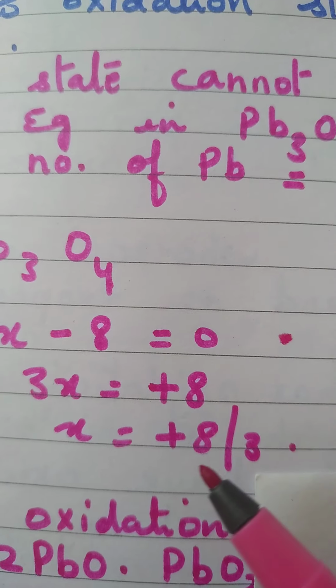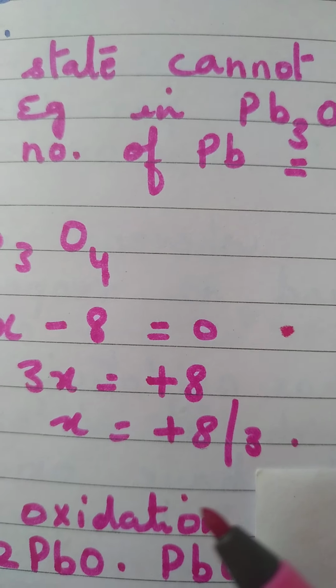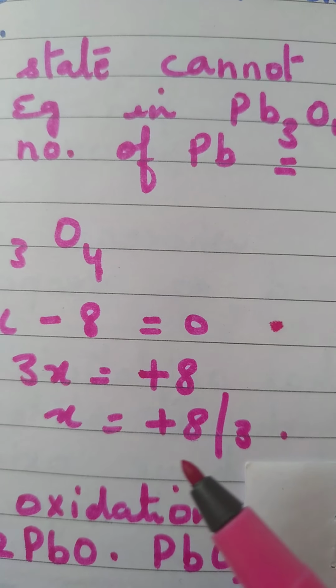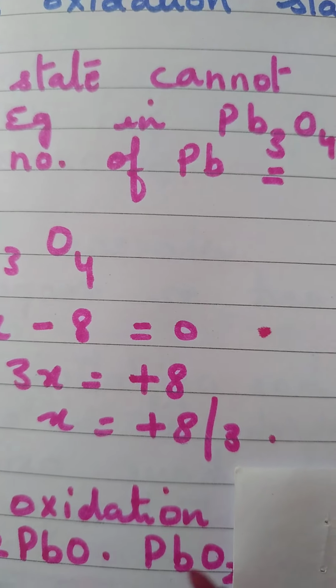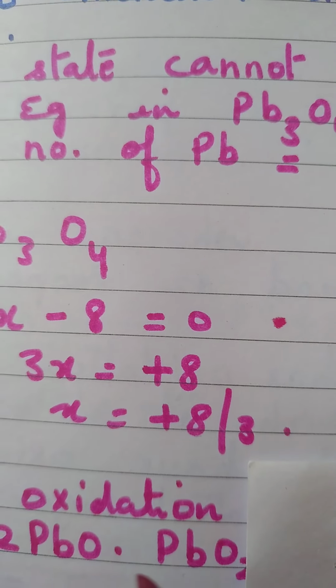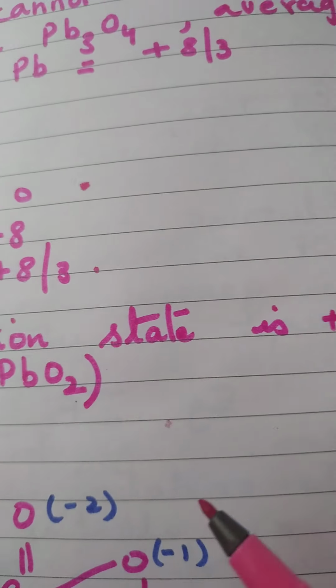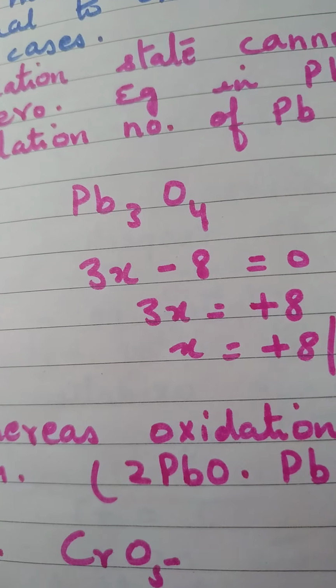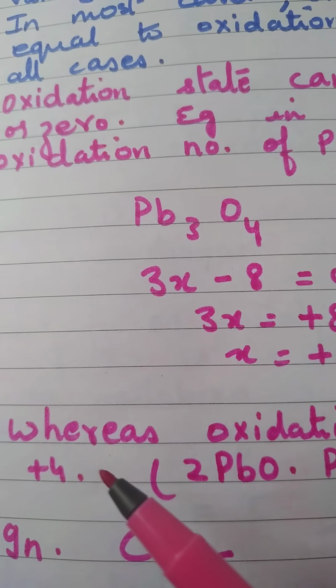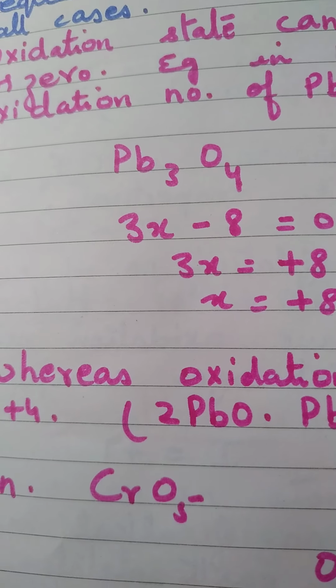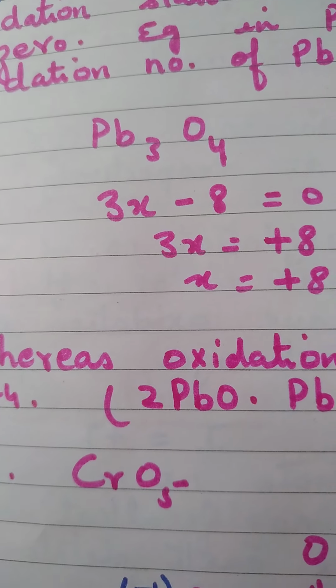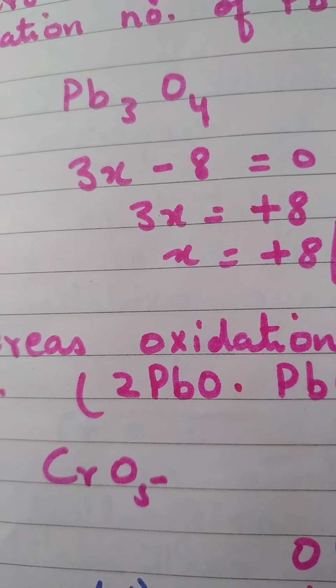We have calculated this oxidation number. We will not call it oxidation state, because oxidation state cannot have a value in fraction. Whereas oxidation state is plus 2 and plus 4. Now what is this? Oxidation state is plus 2 and plus 4. We all know lead shows variable valency.